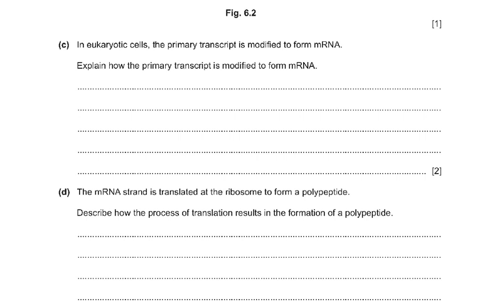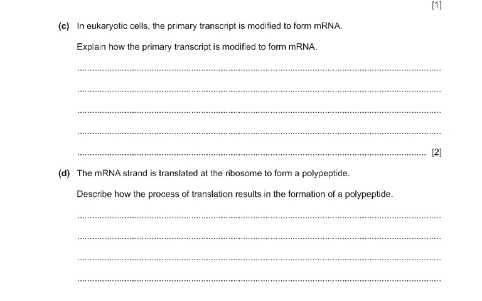In eukaryotic cells, the primary transcript is modified to form mRNA. Explain how the primary transcript is modified. This is now the new syllabus. This was not in the old syllabus, so this is a question on the new syllabus.